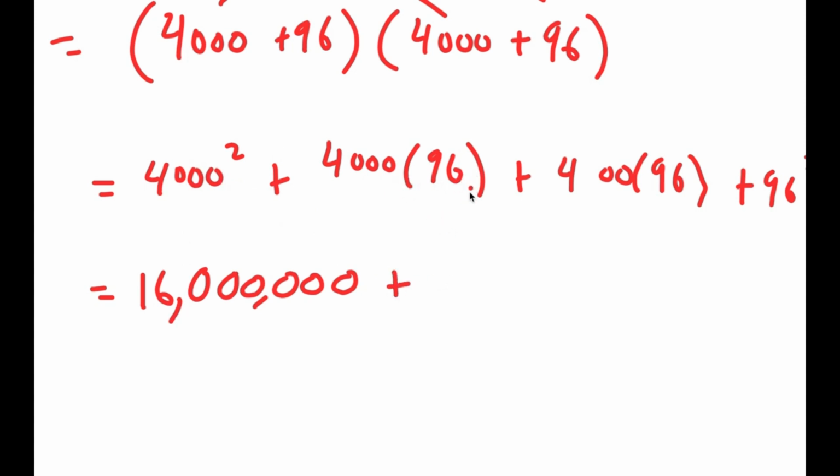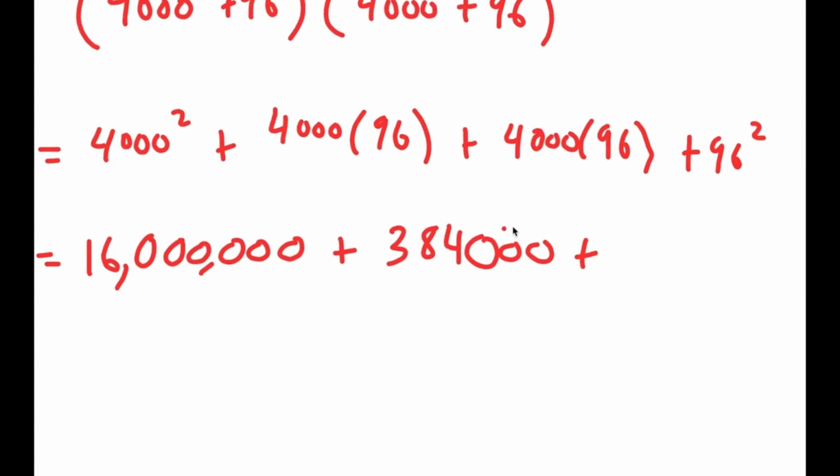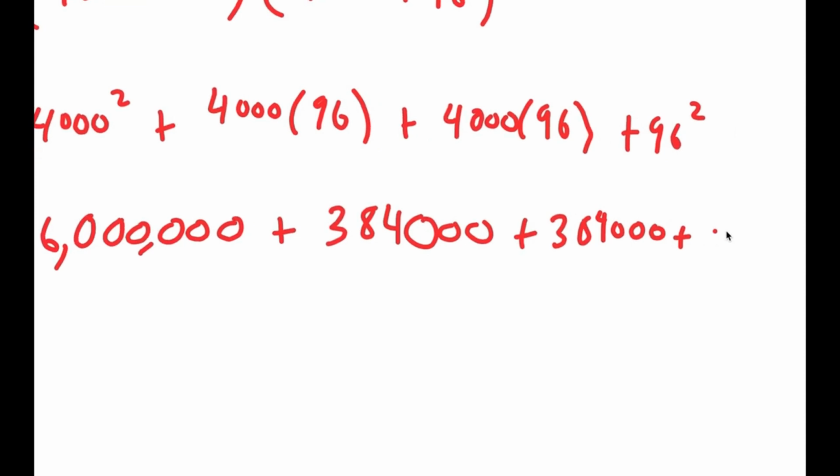Well, 4 times 96 is 384, so then all we have to do is add 3 zeros to that. So I get 384,000, and then this should be 4,000. So plus, again, 4,000 times 96, which is 384,000, plus 96 squared, which is 9,216.